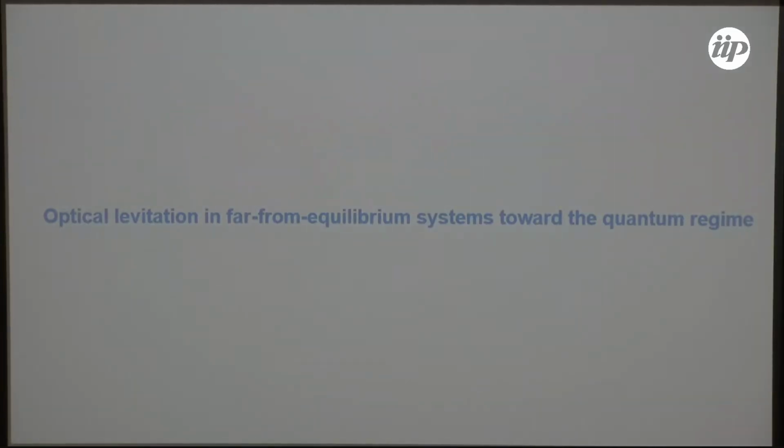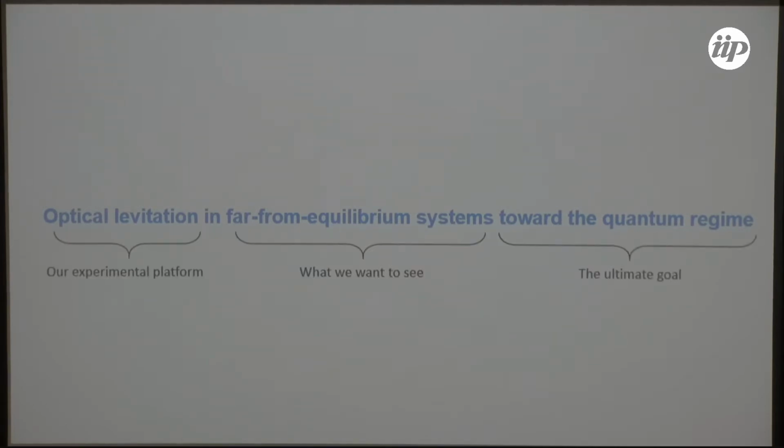So now I can give you the title of the talk, which is Optical Levitation in Far From Equilibrium System Toward the Quantum Regime. This title can be divided in three parts: optical levitation, which is the experimental platform we use; far from equilibrium system, which is what we are interested in; and toward the quantum regime, which is the ultimate goal. The talk will be divided in three. First, let's start with optical levitation.